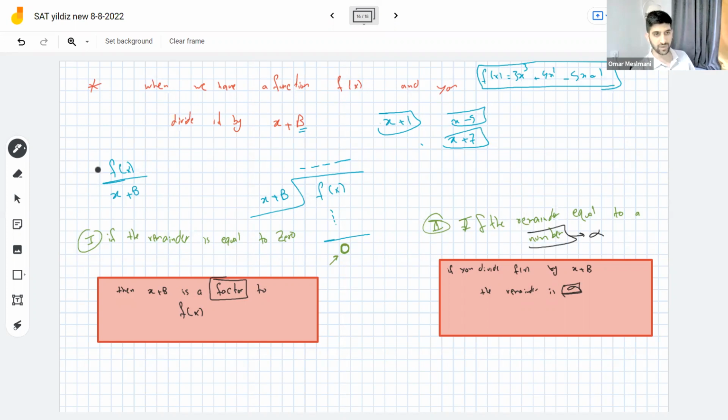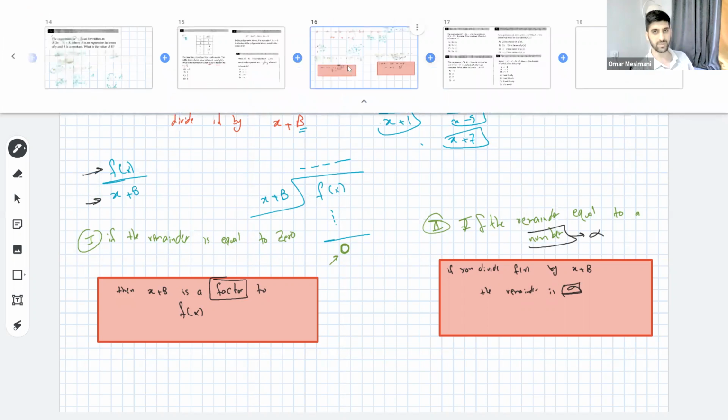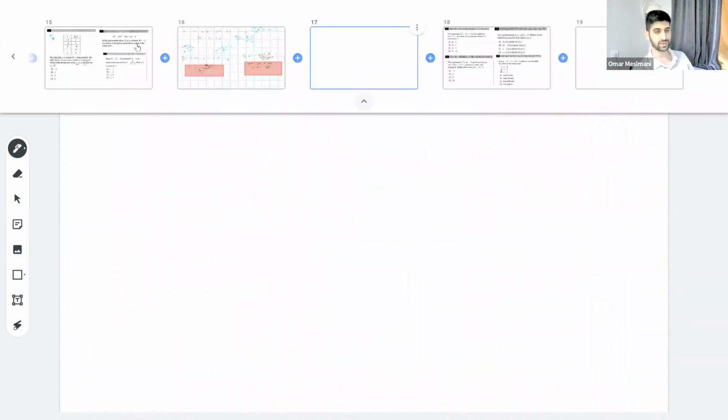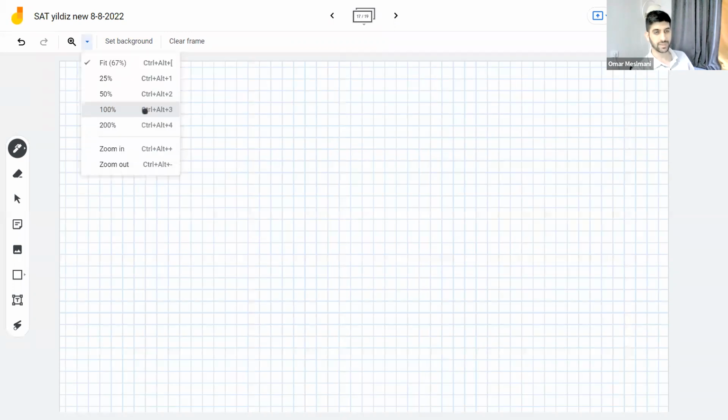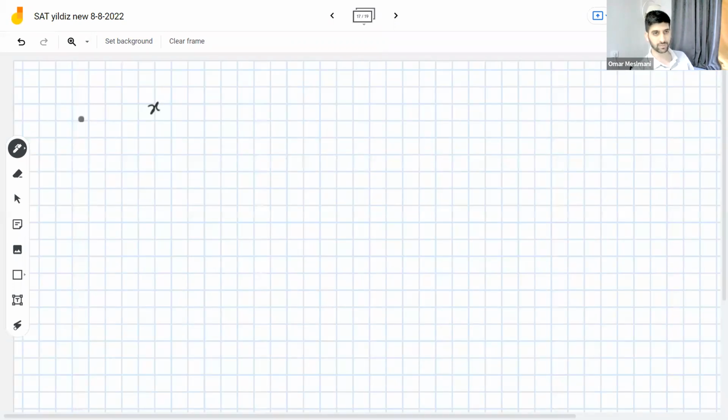When you take the f(x), you divide it by x plus b. Let me just have another page and let me try to explain to you an example, a live example. Let's take x squared, the function that you have, the f(x), the polynomial that you have: x squared plus 5x plus 6, and you divide it by x plus 3.